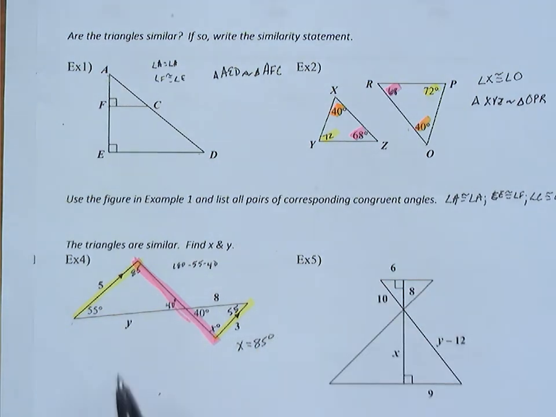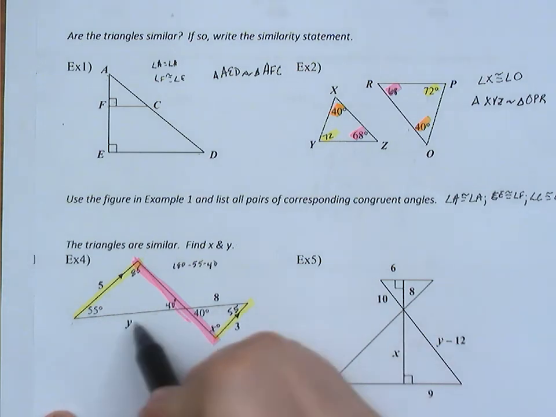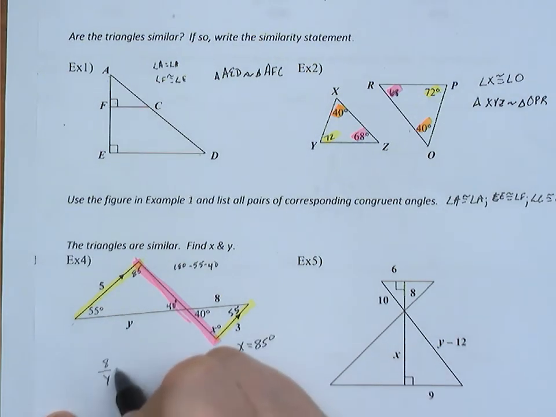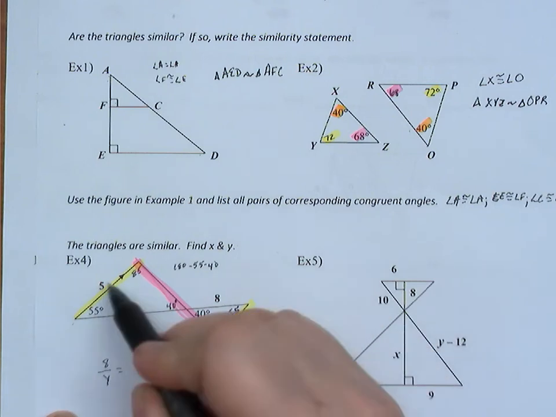And then I need to find y, so I need to set up a proportion. So my not marked side, the smaller to the bigger, so 8 is to y as 3 is to 5.